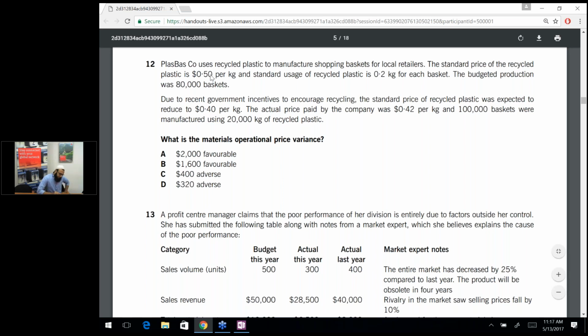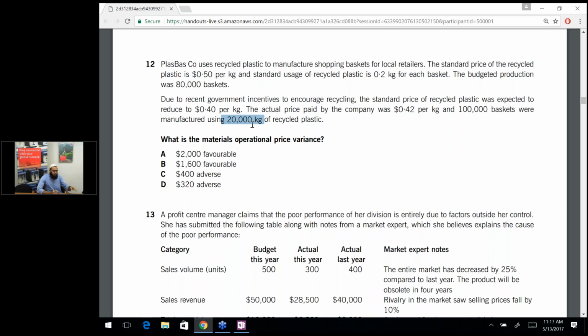So, the standard price is 0.5 and KD of 0.2. Standard price of recyclable plastic was expected to reduce to 0.4. The actual price paid by the company was 0.42 and 20,000 kgs were recycled. So it's a simple question of planning operational, and it will be dealt in a very simple way. I told you a tactic, if you remember, and the tactic was you need to work out the operational price. So the tactic was very simple, and what was that?